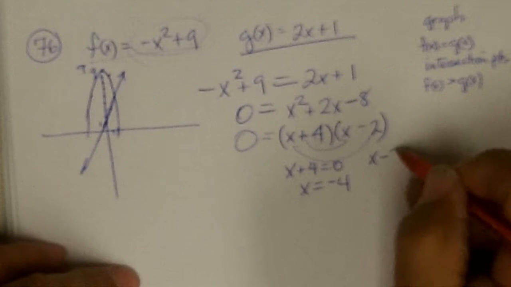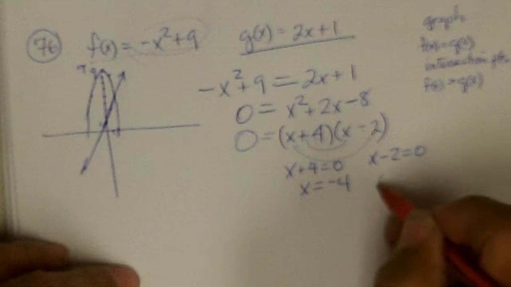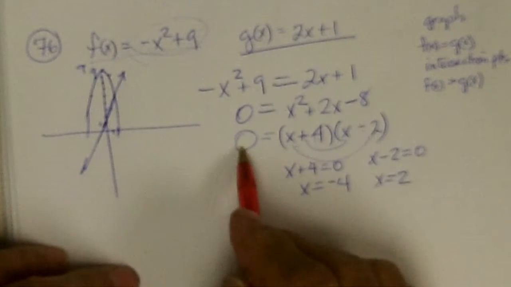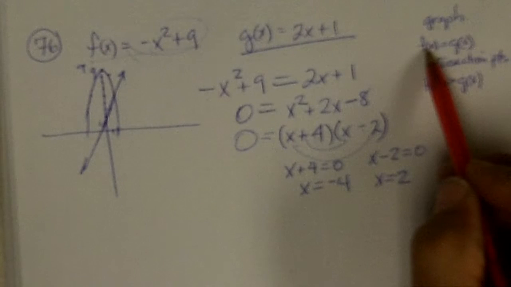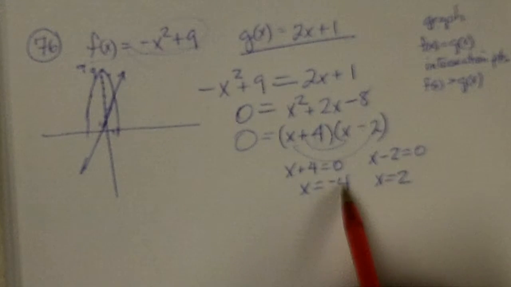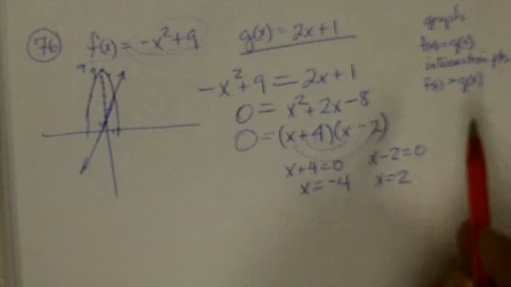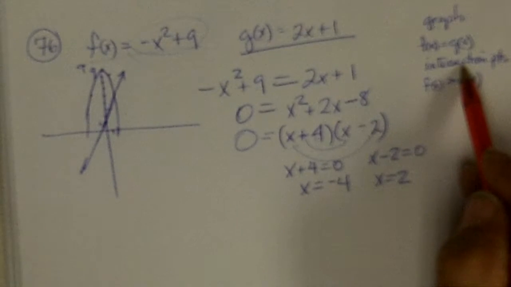I get x minus 2 equals 0 and x equals 2. But that's only if that's equal to 0. So the solution to f of x equal to g of x happens when x is negative 4 or 2. It says find the intersection points.